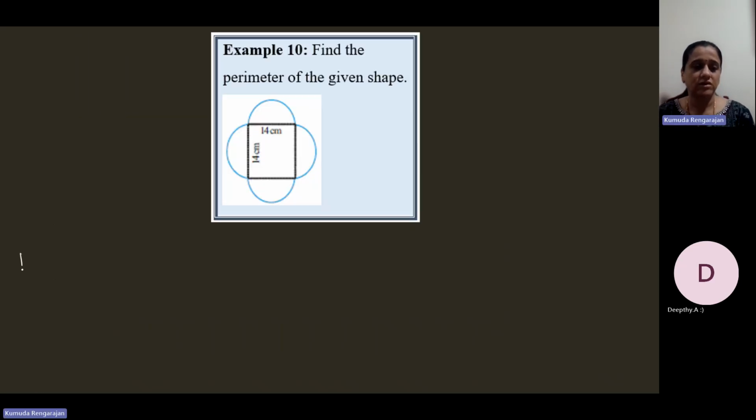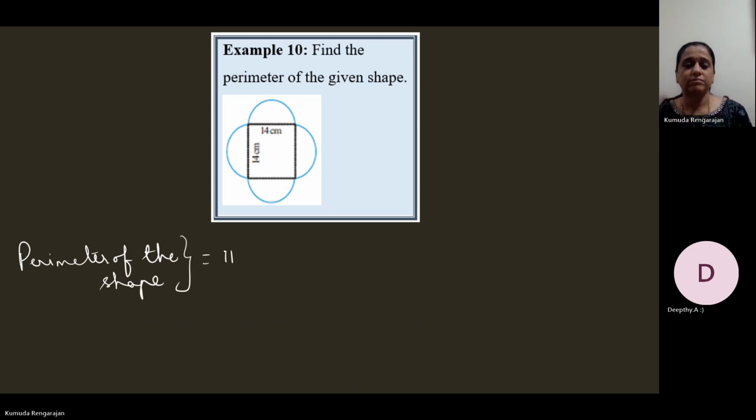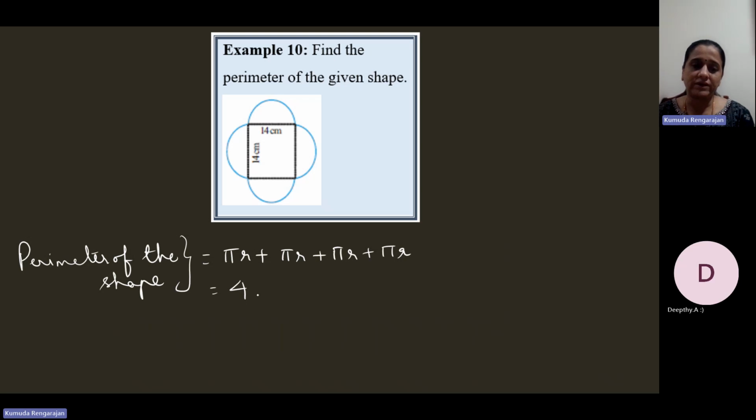So how do you answer this? Perimeter of the shape is equal to pi r plus pi r plus pi r plus pi r. That is 4 times pi r, correct? Repeated addition is multiplication. So 5 plus 5 plus 5 plus 5 is 4 times 5. So 4 times pi r.